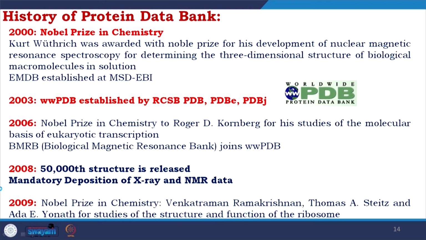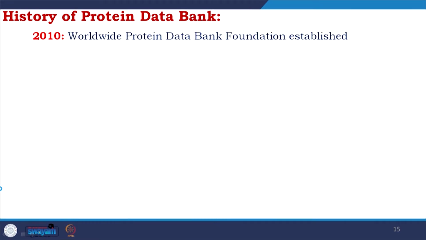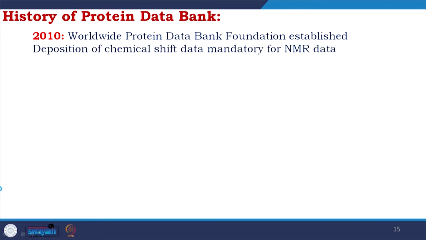In 2009, the Nobel Prize in Chemistry went to Venkatraman Ramakrishnan, Thomas A. Steitz and Ada Yonath. Venki and Thomas from the US and Ada Yonath from Israel, for studies of the structure and function of the ribosome. In 2010, the Worldwide Protein Data Bank Foundation was established. wwPDB was there, and now it is the Worldwide Protein Data Bank Foundation. Deposition of chemical shift data became mandatory for NMR data.